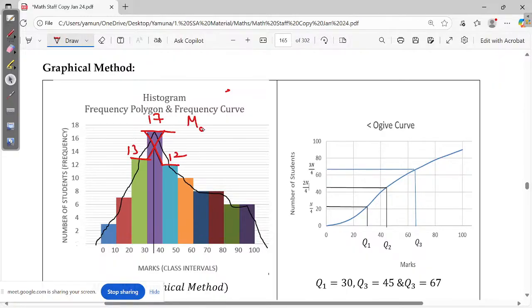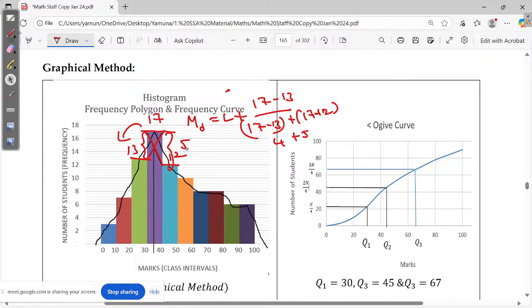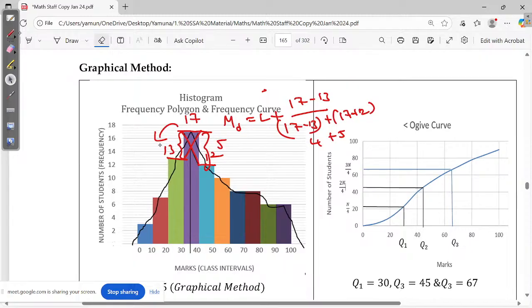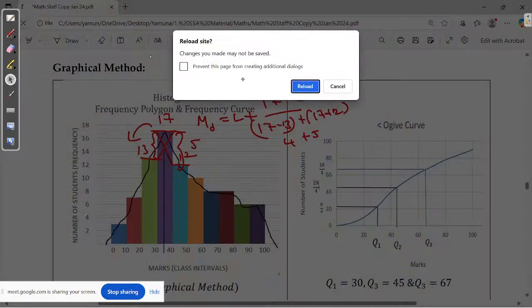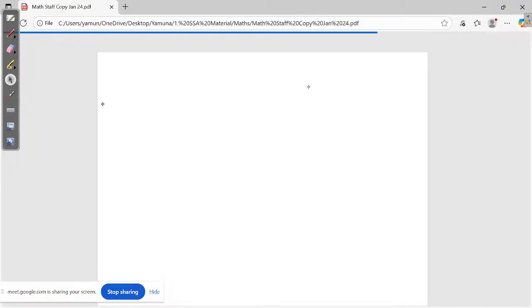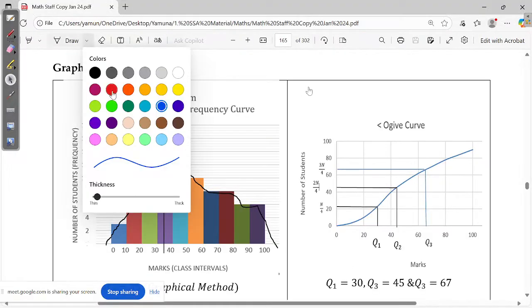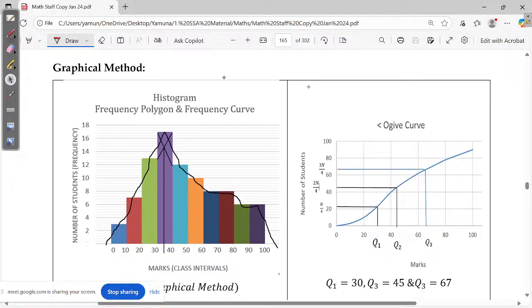You remember the formula for modal? L plus numerator 17 minus 13. So you get the difference, 4. Here 17 minus 13 plus 17 minus 12, which is 5. So 4 plus 5 it will be. The reason we are considering the difference between the two bars here is because of the interpolation method. If you do the interpolation method graphically, you'll get this figure. Okay.